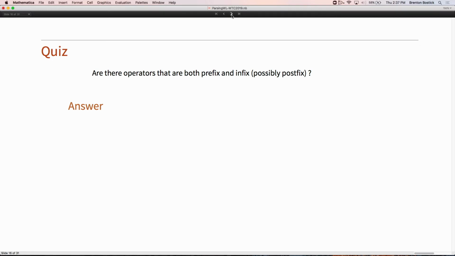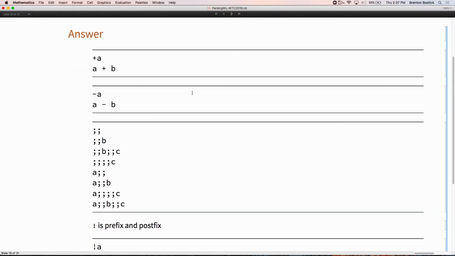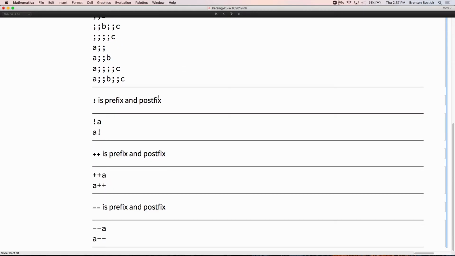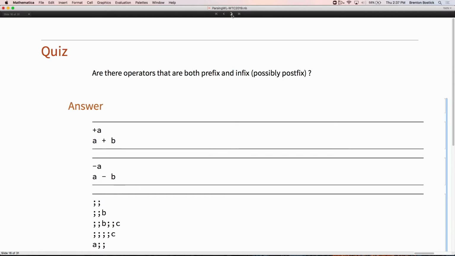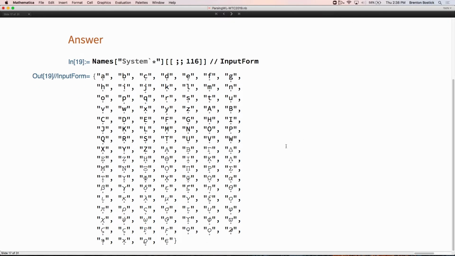All right. Are there operators that are both prefix and infix? Well, I probably wouldn't be asking if the answer was no, but plus and minus, people might know about span, which is crazy. Bang, which is crazy, plus plus and minus minus are all examples of this. So, definitively, yes. Symbols may have non-ASCII characters. We have alpha as a symbol, and everything. Are there any non-ASCII symbols that are actually in System? Yeah. So, super cool.